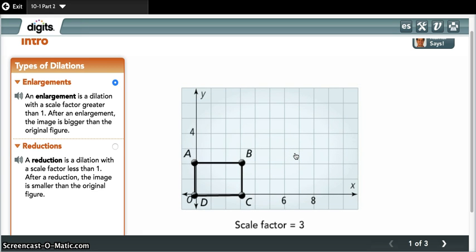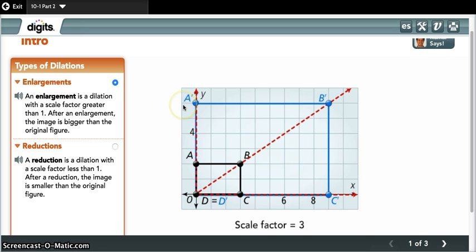Suppose you have rectangle ABCD. You want to enlarge it using scale factor 3 with center of dilation at the origin. A is 2 units from the center, so A prime is 3 times 2, or 6 units from the center. C is 3 units from the center, so C prime is 3 times 3, or 9 units from the center. Similarly, B prime is 3 times as far from the origin as B. D is at the center, so D prime is in the same spot. Rectangle A prime, B prime, C prime, D prime is an enlargement of rectangle ABCD.